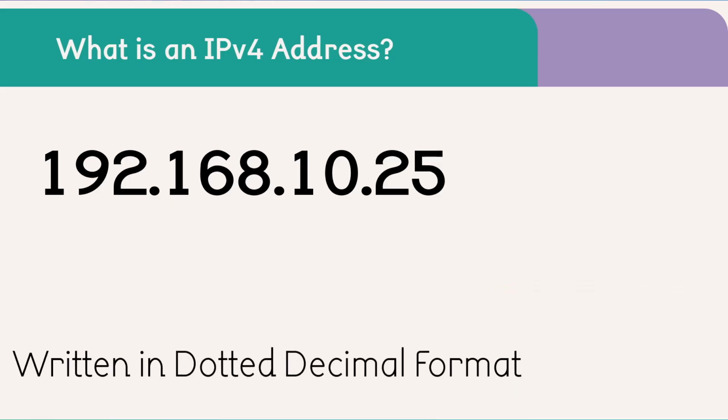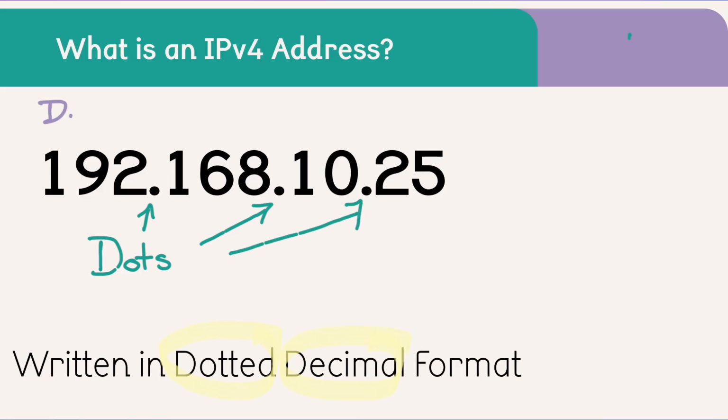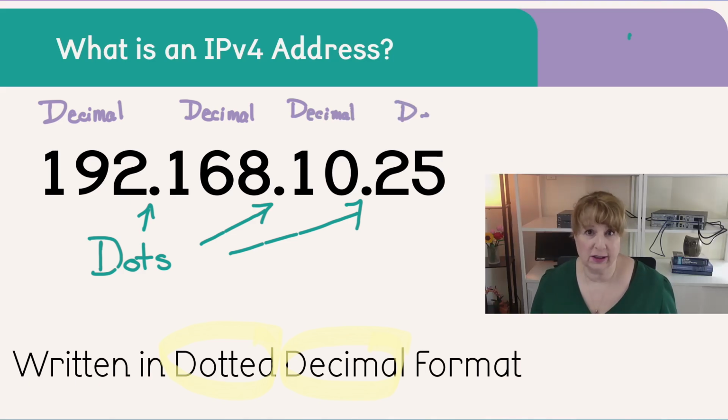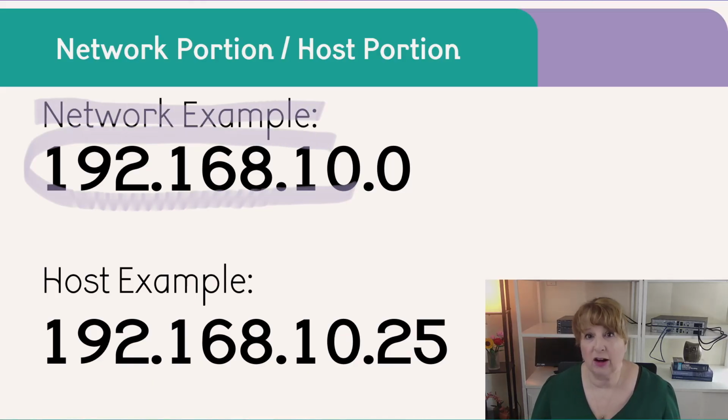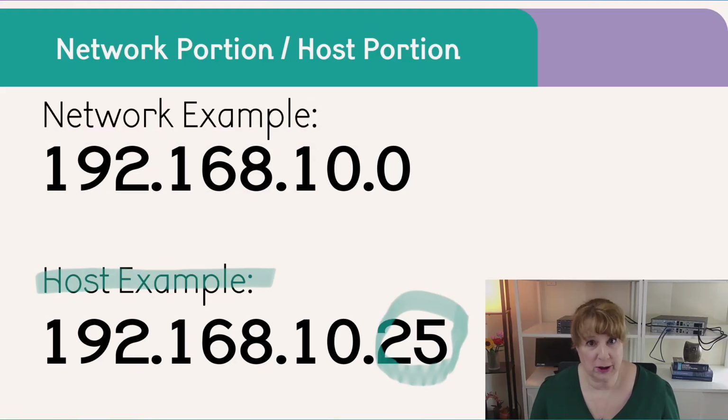An IPv4 address is written in dotted decimal format. Don't let that term intimidate you. It just means that there are dots here and there are decimal numbers here. An IPv4 address always follows this basic structure of 4 decimal places separated by 3 dots. Every IPv4 address contains a network portion. This identifies all of the IP addresses within a group. And it also contains a host portion. These are the unique identifiers that you can assign to each device within that group.